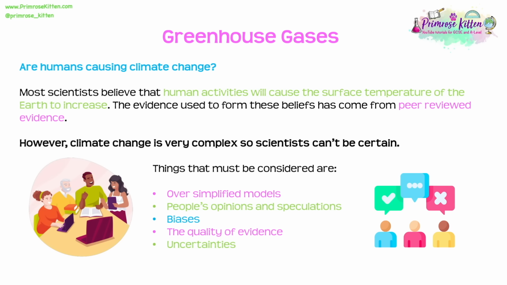And also, we might have certain biases from certain companies that might commission the research. We need to always think about where this information has come from, who has paid the money for this research, and if they actually have an ulterior motive to come to a certain conclusion. We also need to think about the quality of the evidence and also some uncertainties that might arise from measurements that have been taken and other factors as well.